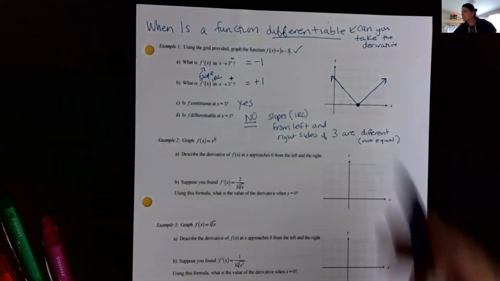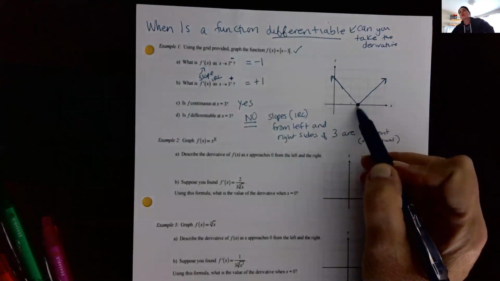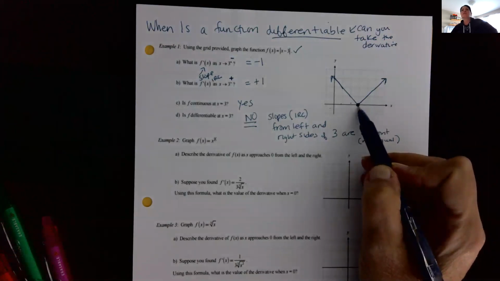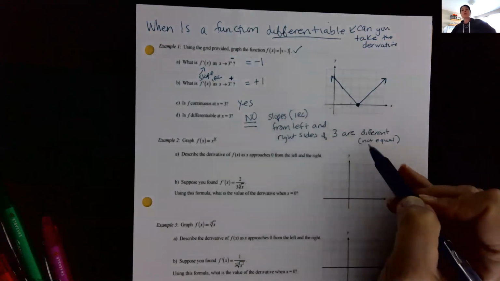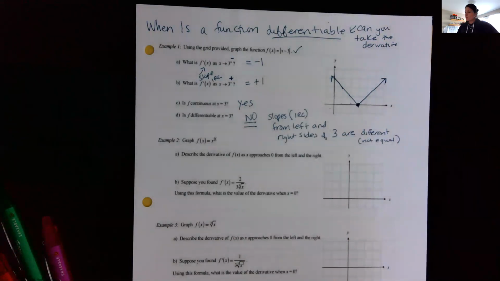So we have continuity. But continuity alone doesn't mean differentiable. Continuity alone does not mean differentiable. We also have to have slope agreement as we come into that point.